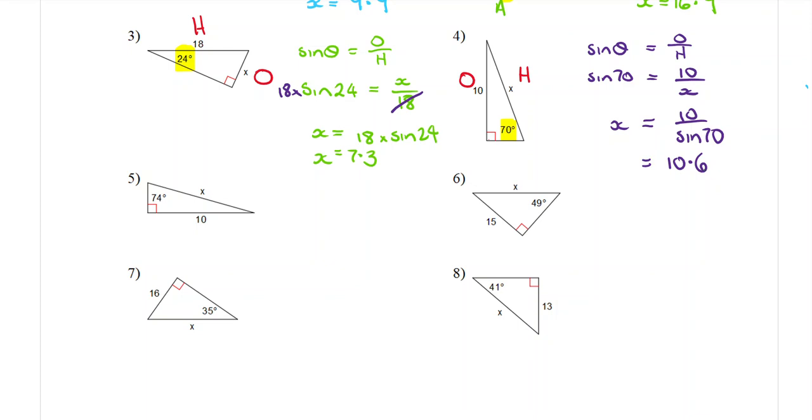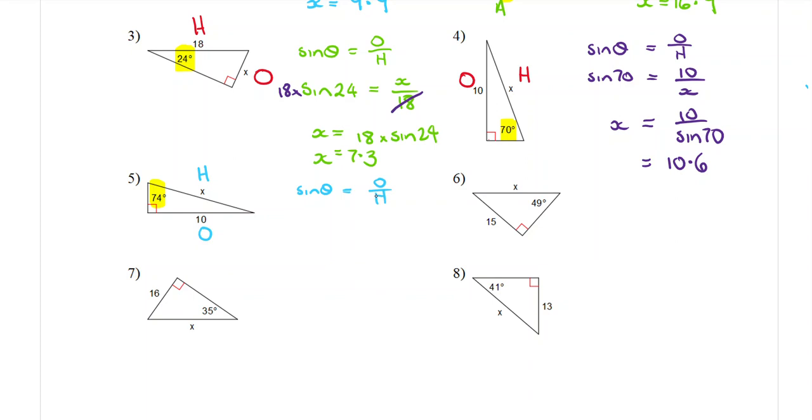Question 5. Label the sides. Across from the right angle is the hypotenuse. Across from the 74 degrees is the opposite. The 10 is going to be the opposite. All right, write the formula down. Sine theta equals opposite over hypotenuse.